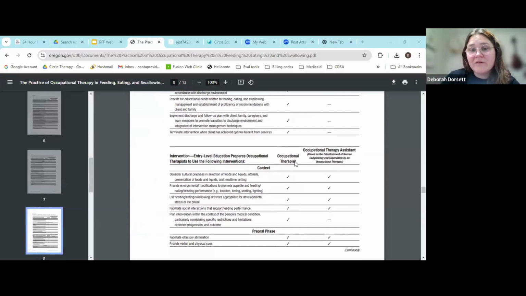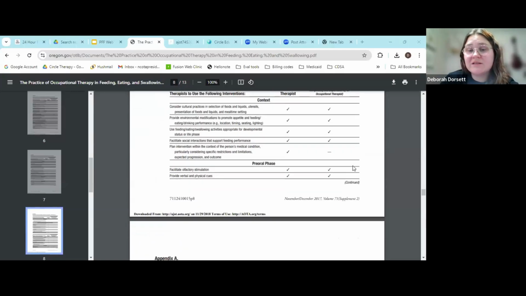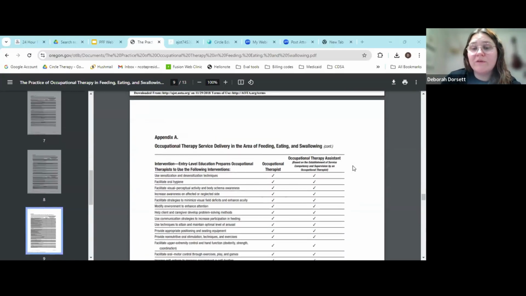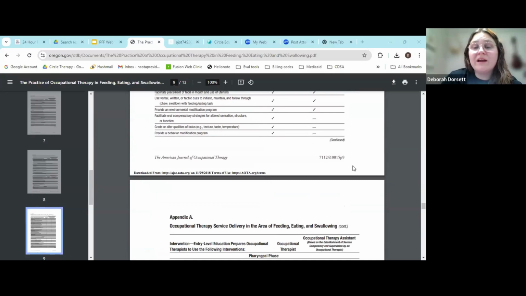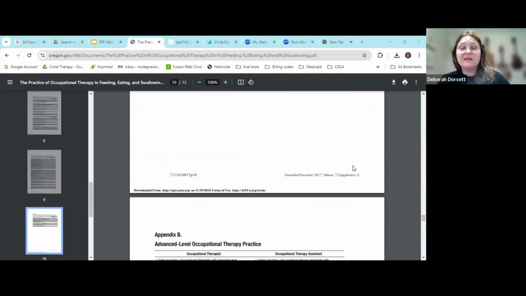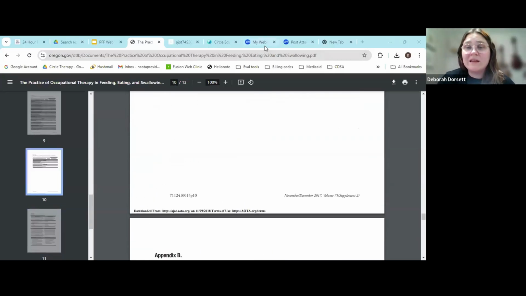And then the second part of this is intervention. What does entry-level education, the new grad level of education as an OT or OTA, prepare you to do in peds feeding? It prepares you to work on the context of feeding. It prepares you to work on the pre-oral phase. It prepares you to work on the oral phase, the pharyngeal phase, the esophageal phase. You can do so many things. We're not going to deep dive in that, but I want you to know that so that when you're thinking about your feeding kids, there's so much more to the picture than just the behavior of how they're eating.